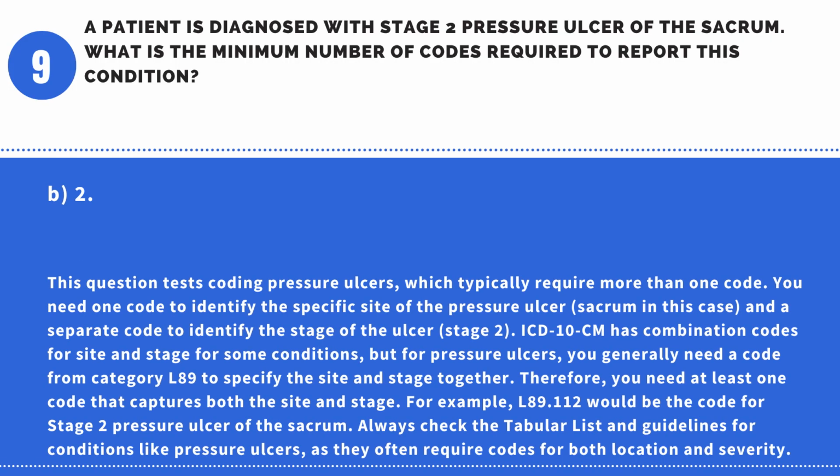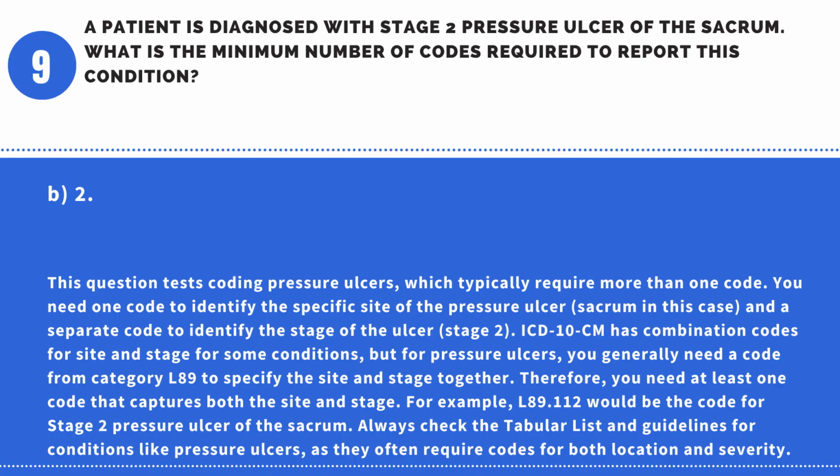Answer B. 2. This question tests coding pressure ulcers, which typically require more than one code. You need one code to identify the specific site of the pressure ulcer, sacrum in this case, and a separate code to identify the stage of the ulcer, stage 2. ICD-10-CM has combination codes for site and stage for some conditions, but for pressure ulcers, you generally need a code from category L89 to specify the site and stage together. Therefore, you need at least one code that captures both the site and stage.